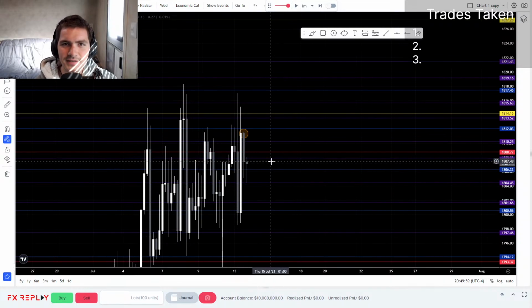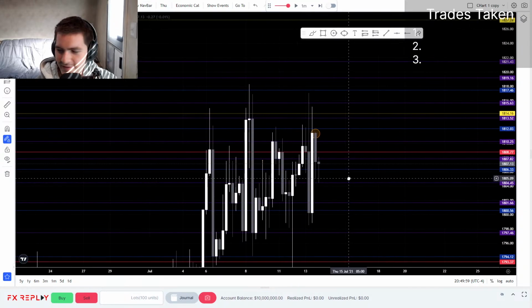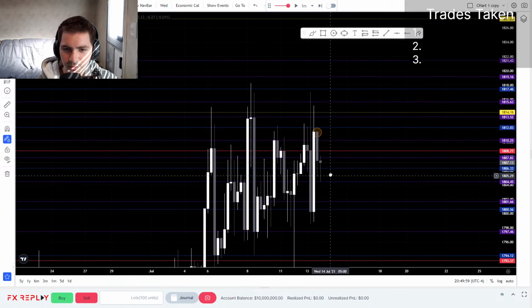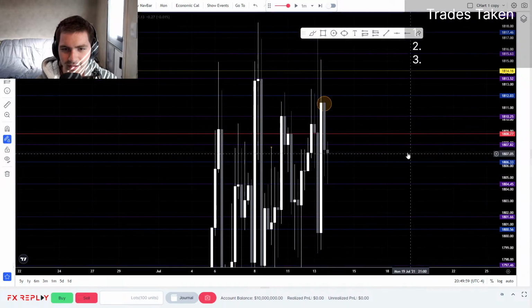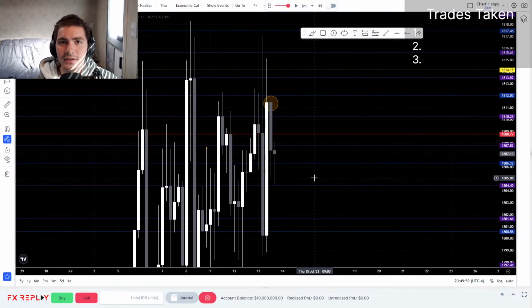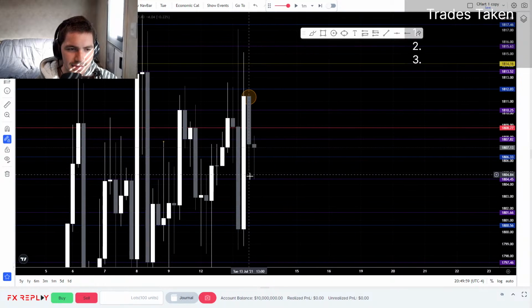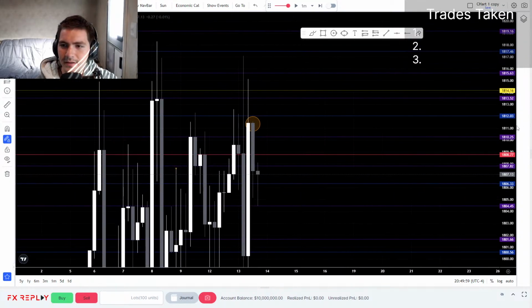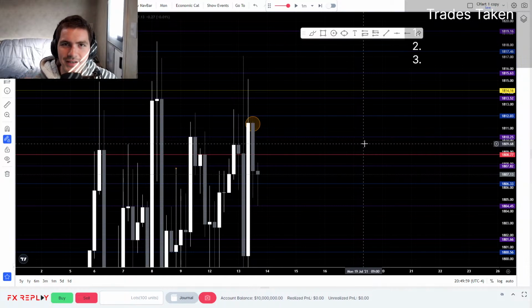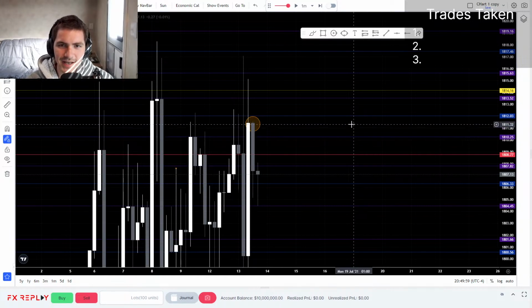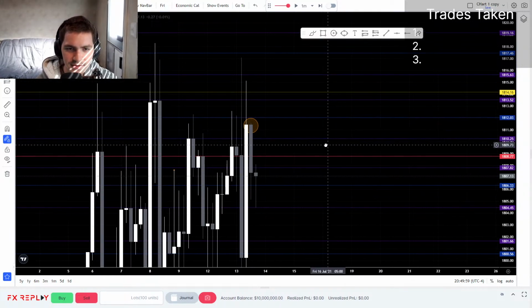It's just so satisfying to see mark up and to see how well price respected one year areas of interest. Like, look at that perfect touch. It's just so satisfying. Especially when you're in a trade and you get out of a trade exactly before it reverses. That's what this is for.